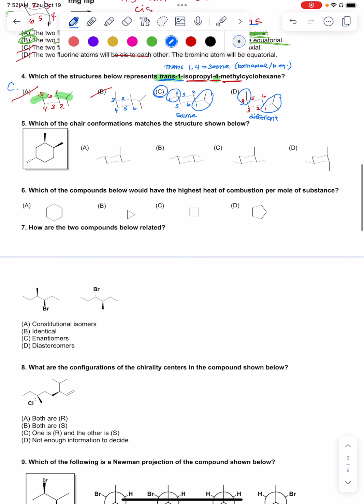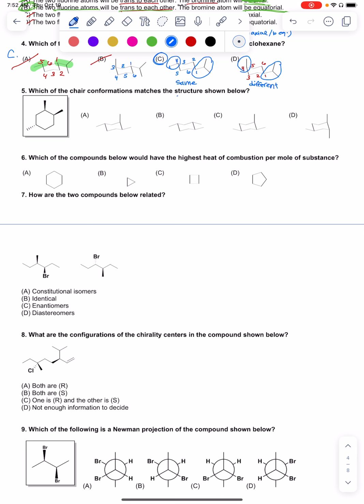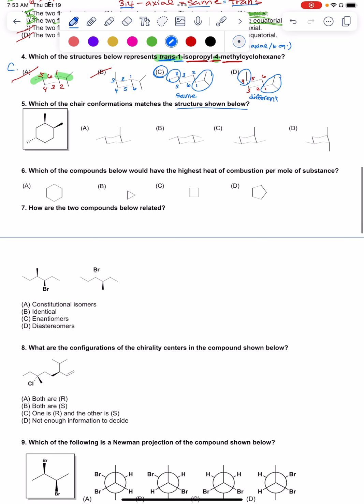All right, next we've got: which of the chair conformations matches the structure below? Okay, well, we can number these. So again, I'm going to look for a group of substituents. Here we've got 2 methyls, so that looks pretty good. I'm not going to number it this way because those are really far apart. I'm definitely not going to number it this way because those are really far apart. So I want to start here. And if I go to the left, then I've only got 1 carbon in between. If I go to the right from this methyl, I've got 2 carbons before I get to my next substituent.